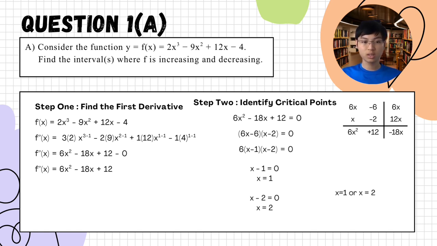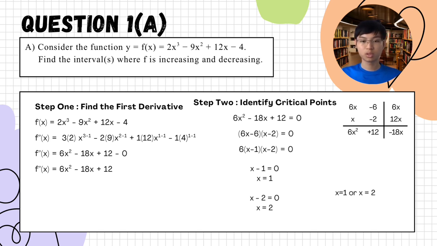In step 1, we will find the first derivative. The first derivative of 2x^3 is 6x^2. The first derivative of -9x^2 is -18x. For 12x, its derivative becomes 12. And for -4, it is 0. Therefore, the first derivative of our function is 6x^2 - 18x + 12.